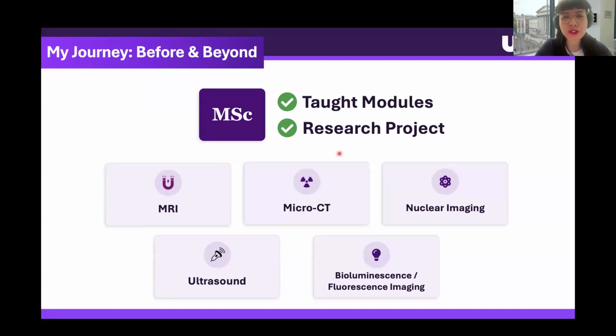And I knew I wanted to do this MSc because it offered the best of both worlds. On one side, the taught modules give me the technical foundation. But on the other side, the research project gives me the chance to apply that knowledge in a real research setting. So, killing two birds with one stone. This is perfect for me. And that balance was exactly what I was looking for: learning the theory while also gaining hands-on research experience.